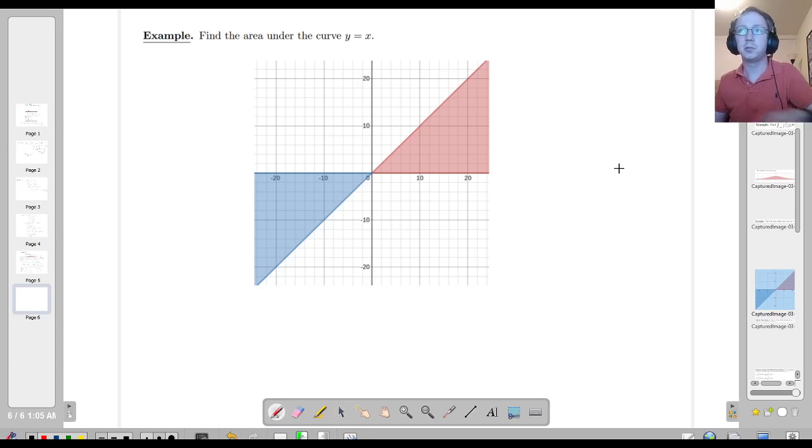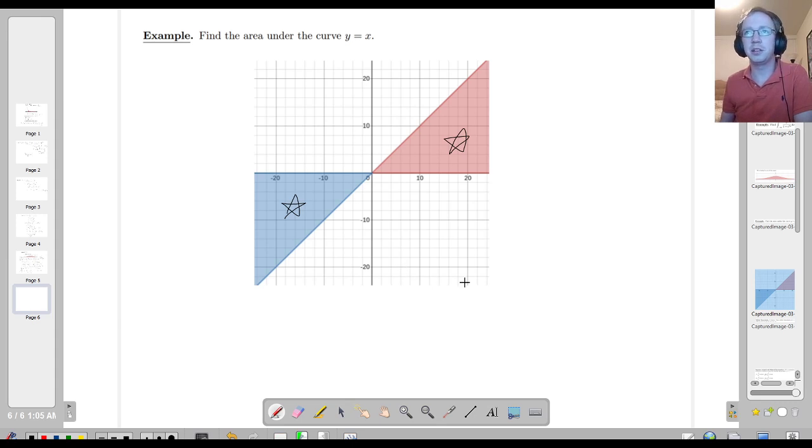This next video is where things start to really get weird when we use infinity. So the problem seems innocent enough. We're asked to find the area under the curve y equals x. So all this stuff over here in red is going to be positive. All this stuff over here in blue is going to be negative.